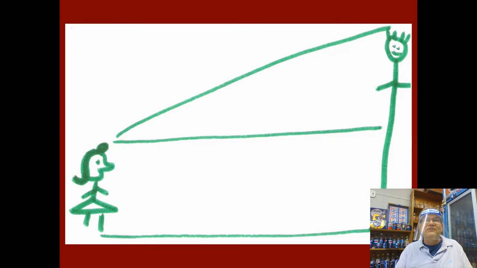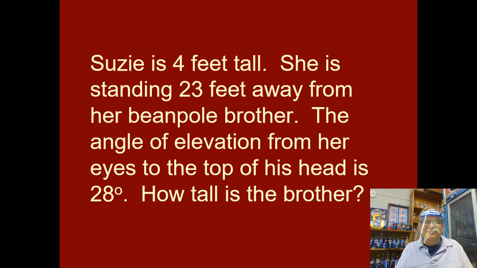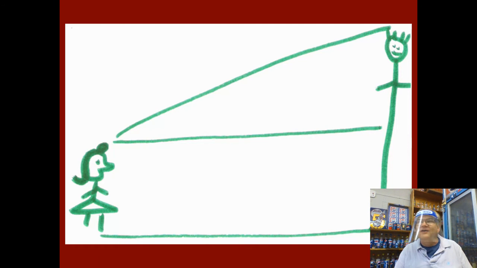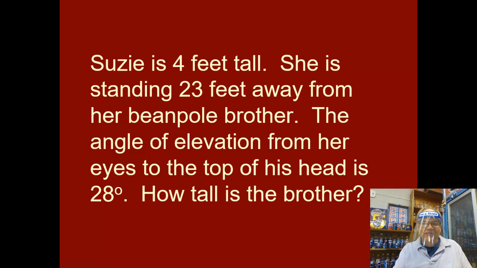So here's a beautiful picture of my artwork. And you can see this problem. It said Susie is 4 feet tall. She's standing 23 feet away from her beanpole brother. And yeah, he kind of is a beanpole brother in that picture. The angle of elevation from her eyes to the top of his head is 28 degrees. How tall is the brother?